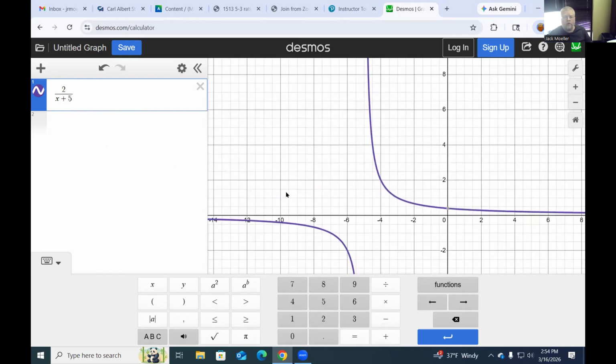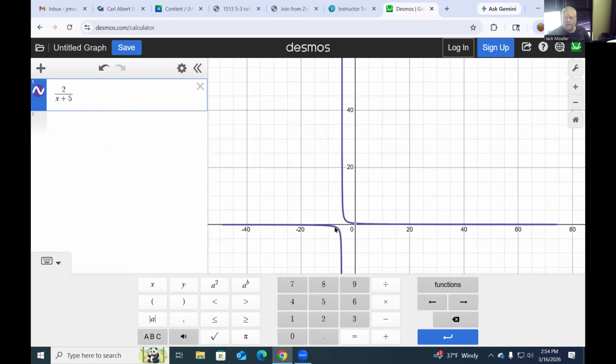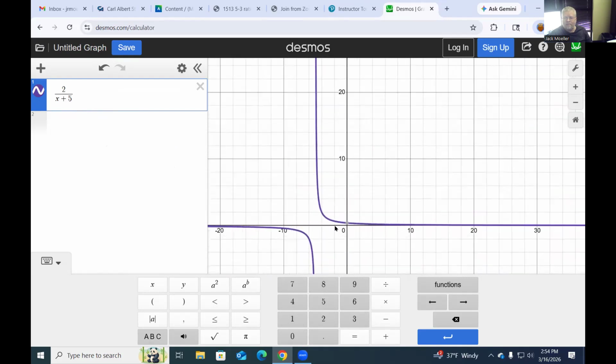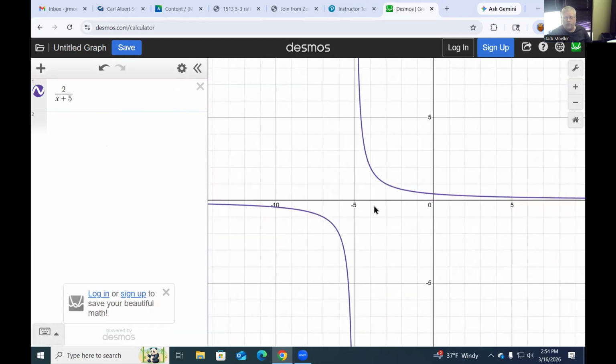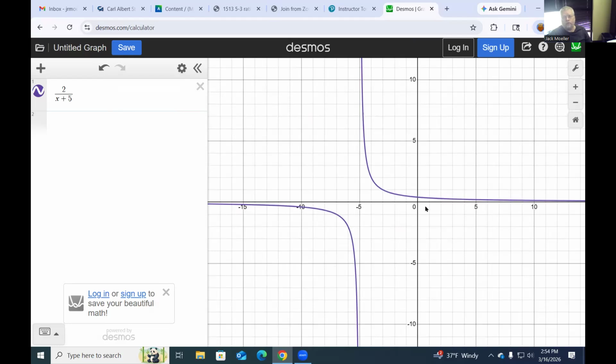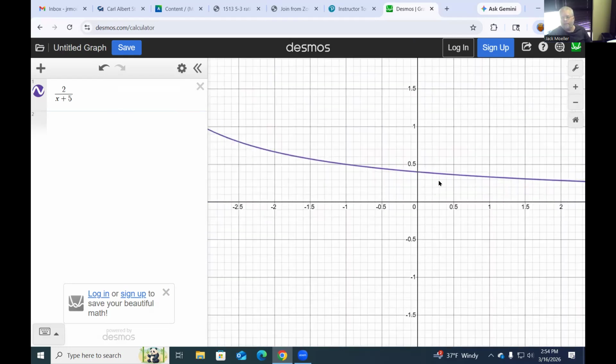Okay. Where does this cross the x-axis? It does not, because a horizontal asymptote is the x-axis, and we're not crossing it here, we're just getting closer to it. So there is no x-intercept because it doesn't cross the x-axis. Where does it cross the y-axis? Well, that says 0.4. Well, guess what 2/5 is? There's your 0.4.